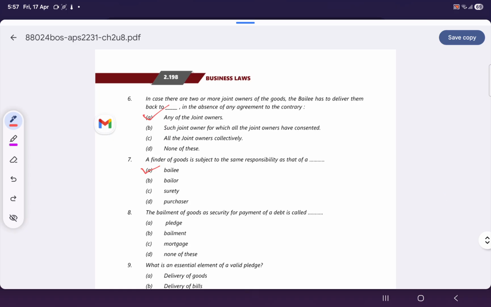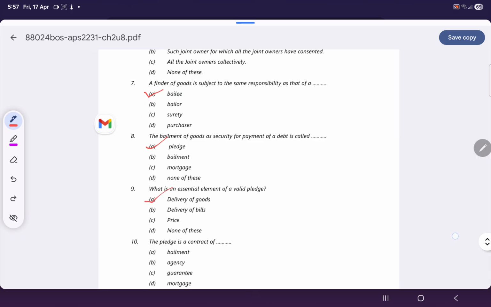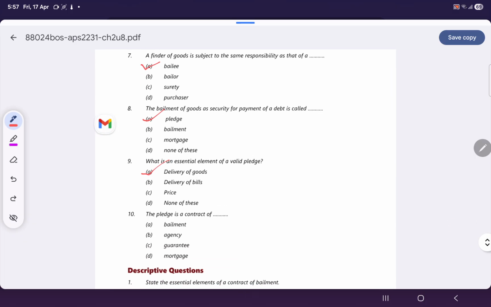The bailment of goods as security for payment of a debt is called pledge, bailment, mortgage, none of these. Pledge. Which is an essential element of a valid pledge? Delivery of goods, delivery of bills, price, none of these. So what is the essential element of a valid pledge? Delivery of goods. Pledge is a contract of bailment, agency, guarantee, mortgage. It's a contract of bailment.